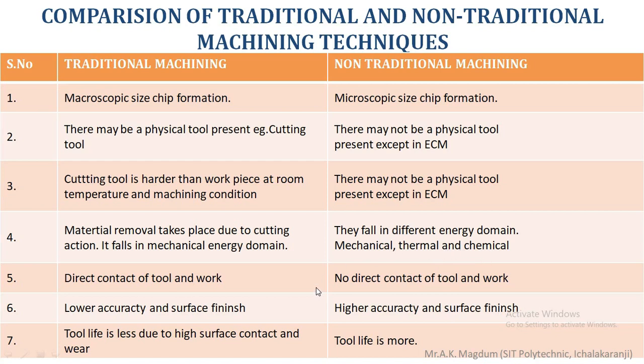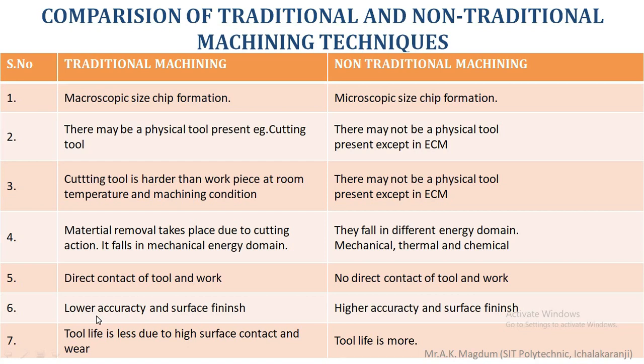Next one is the direct contact of tool and work. We have already discussed that part. Physical contact between the workpiece and tool is the basic requirement of traditional machining. Here there is no direct contact of tool and work. That is a very important advantage of non-traditional machining.